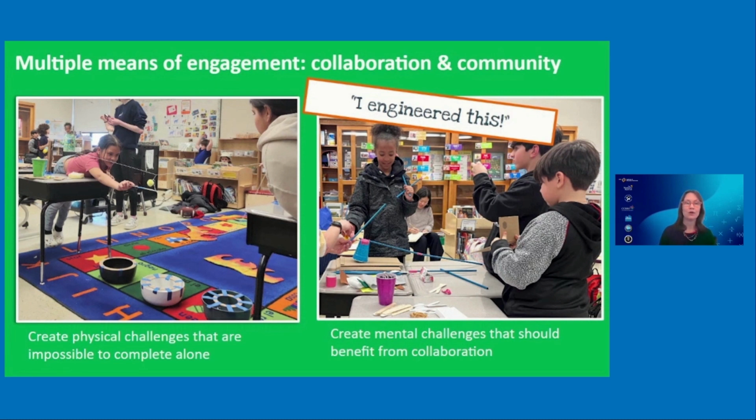On the left, we have 2 students who are balancing some dragon food on a string, and they're trying to drop that food into the dragon nests below. This would be impossible to do as a single person. You really needed a partner on the other side. We also tried to create some challenges that were mentally challenging, where it would probably help to have multiple minds trying to attack those challenges.